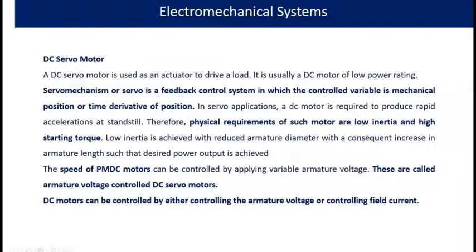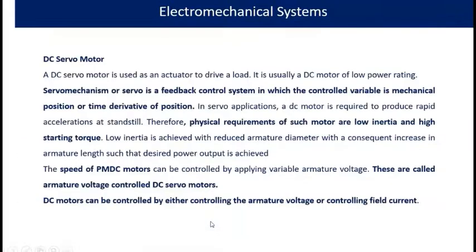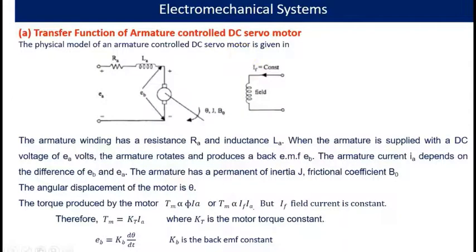The speed of the motors can be controlled by varying the armature voltage. These are called armature voltage controlled DC servo motors. DC motors can be controlled by either controlling the armature voltage or controlling the field current. So there are two types: armature controlled DC servo motor and field controlled DC servo motor. Now we can find the transfer function of armature controlled DC servo motor, that is modeling.